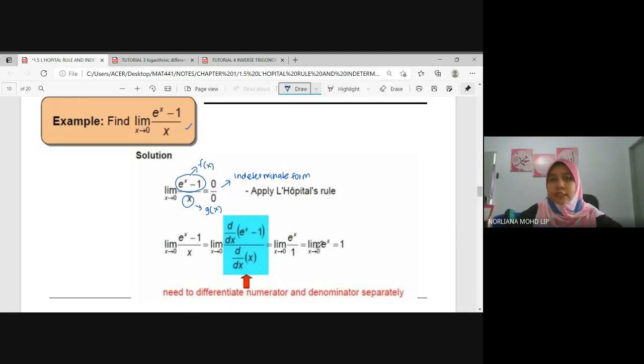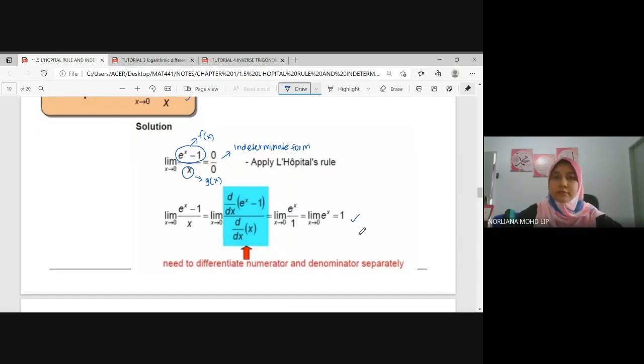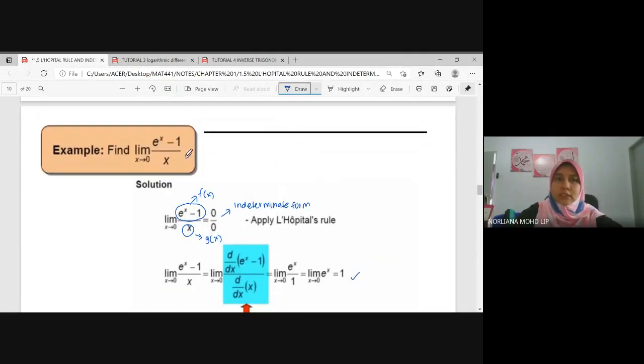Then we find the limit of e to the power x where x approaches 0. So it is equal to 1, we substitute x equal to 0 into e to the power x. So the limit exists. You have to remember, you need to differentiate the numerator and denominator separately. So the limit exists for this question, e to the power x minus 1 over x.